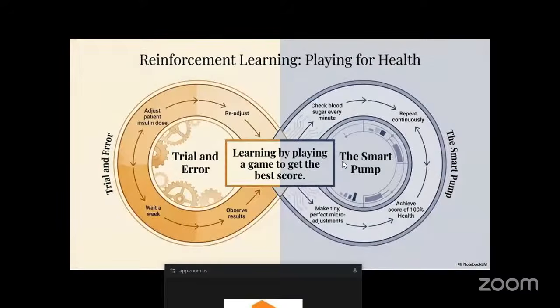Coming to the general way our clinical trials go, it is a trial and error method. A simple example: the person has diabetes, so we give insulin. We give insulin to the patient, wait for one week, check blood glucose levels, and readjust the dose. Whereas the AI will check glucose levels every minute, and based on that, insulin release will happen. So it is happening with 100% efficacy. Instead of trial and error, it will adjust like a smart pump, working in real time.